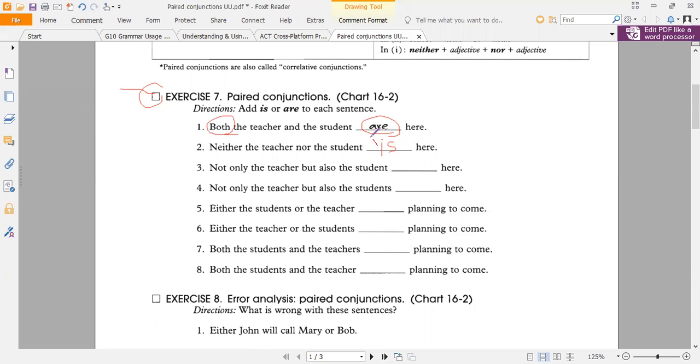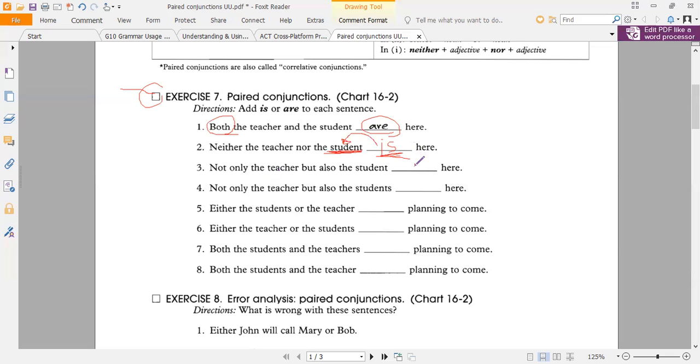Is must agree in number and gender with the second subject. Okay. If the second subject is singular, so we use a singular verb. Student is clearly singular, so we used a singular verb. Number 3. Okay. Not only the teacher but the student is. Number 4.